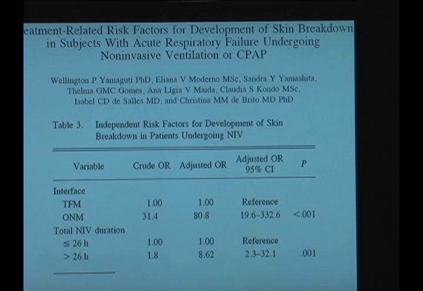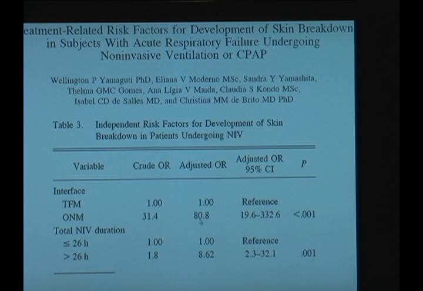So interestingly, here is a paper that was published in Respiratory Care about 6 months ago. They're looking at treatment-related risk factors for the development of skin breakdown in subjects with acute respiratory failure who get non-invasive ventilation and CPAP. So here they compared patients who got the total face mask, so the one that goes over the entire face, versus an oronasal mask, the one that goes over the nose and mouth.